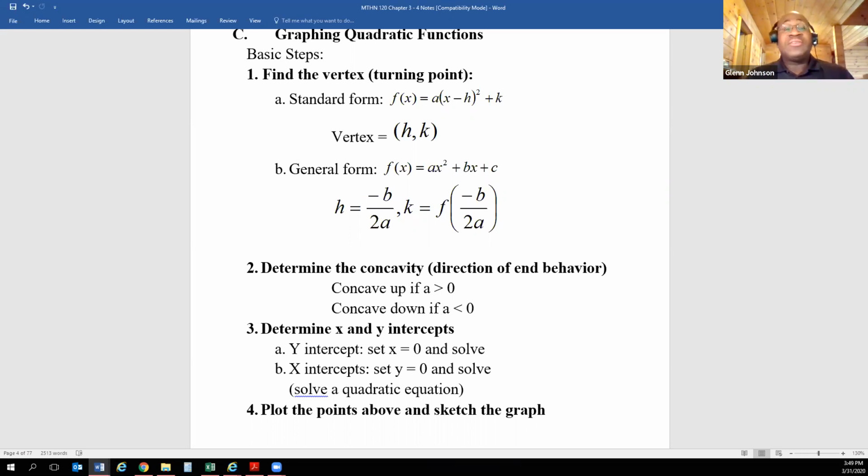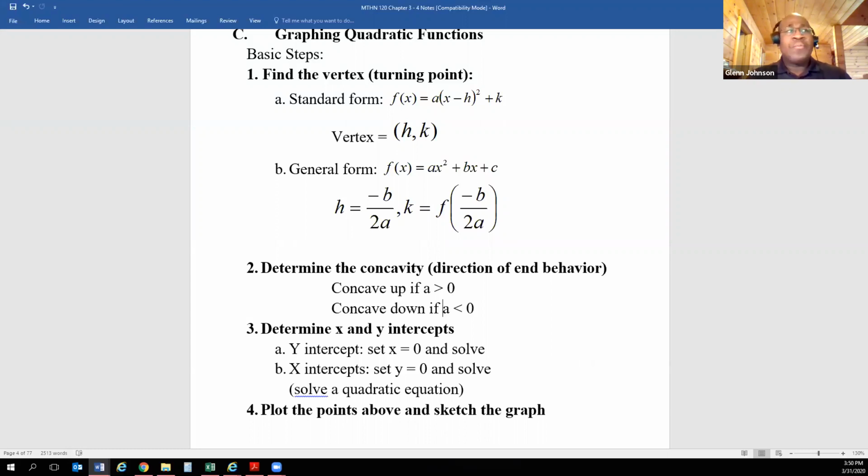So to find the intercepts, the y-intercept, if you recall, is the point where the graph will cross the y-axis. So to find that point, you're going to set x equal to 0 and solve. And then to find the x-intercept or the x-intercepts, you set y, or the entire function, equal to 0 and solve.